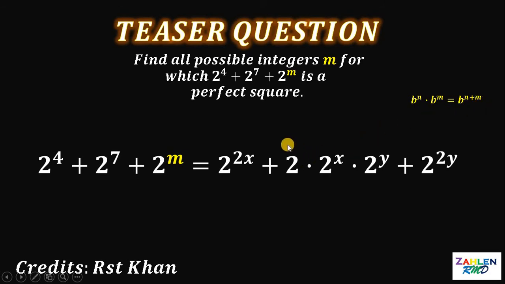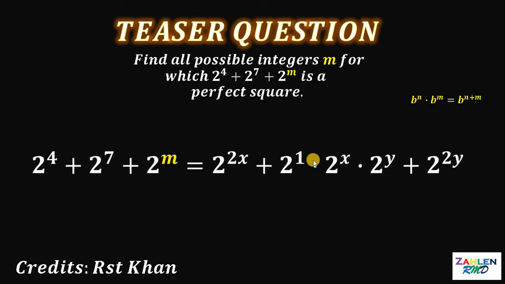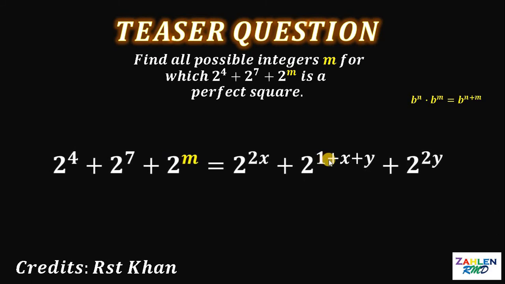Now notice that we have 2 here, and the exponent of 2 is just 1. So we can apply this property now. The middle term is equivalent to 2^(1+x+y). Now we have 3 terms on the right-hand side and 3 terms on the left-hand side.